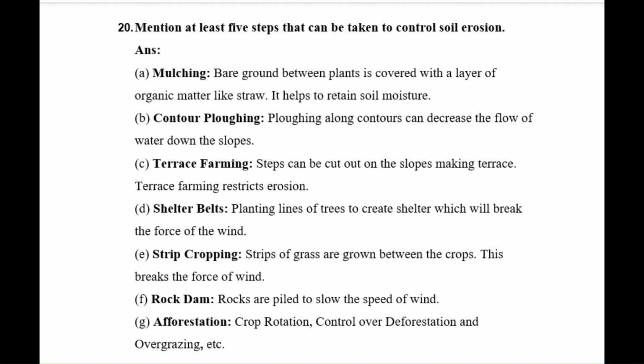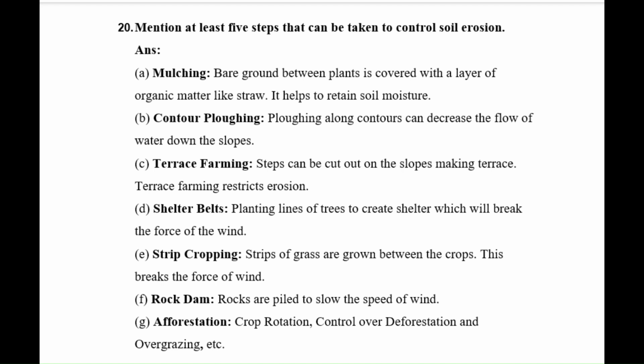Answer. A. Mulching. Bare ground between plants is covered with a layer of organic matter like straw. It helps to retain soil moisture. B. Contour plowing. Plowing along contours can decrease the flow of water down the slopes. C. Terrace farming. Steps can be cut out on the slopes, making terraces. Terrace farming restricts erosion.